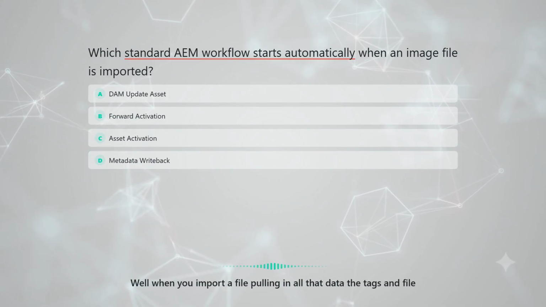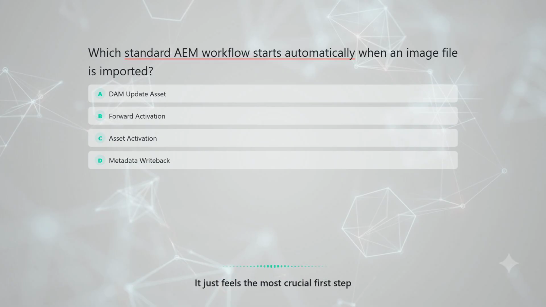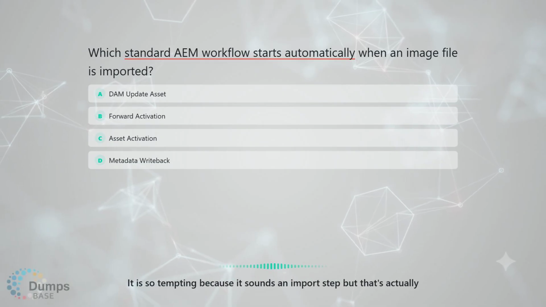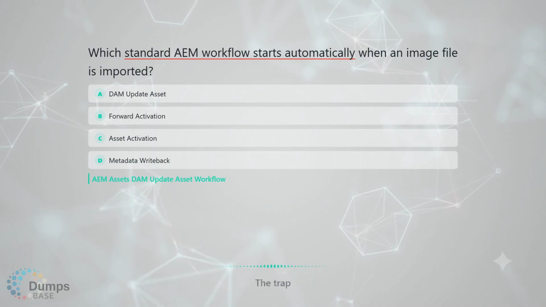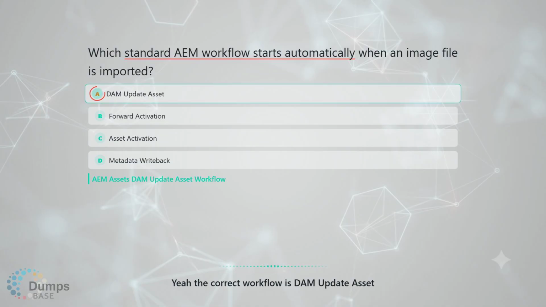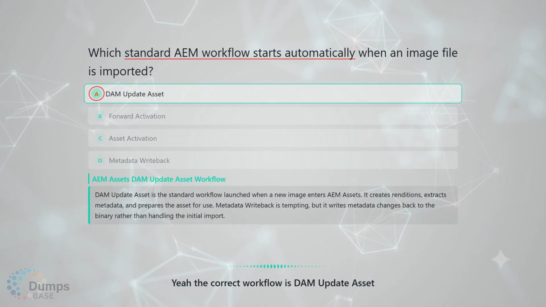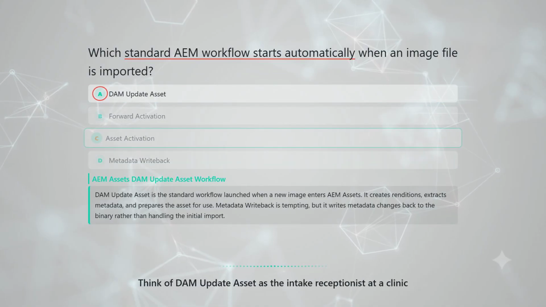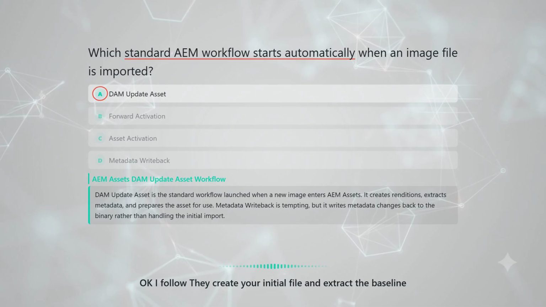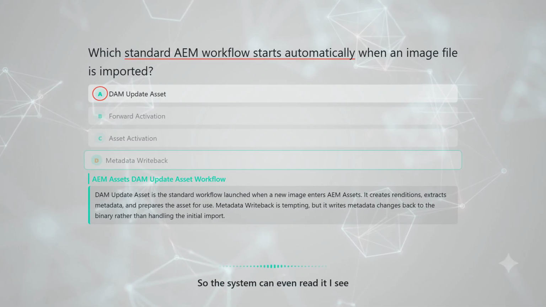Well, when you import a file, pulling in all that data like the tags and file size, it just feels like the most crucial first step. It is so tempting because it sounds like an import step, but that's actually the trap. Oh, so I fell for it. Yeah, the correct workflow is DAM update asset. Think of DAM update asset as the intake receptionist at a clinic. Okay, I follow. They create your initial file and extract the baseline metadata so the system can even read it.